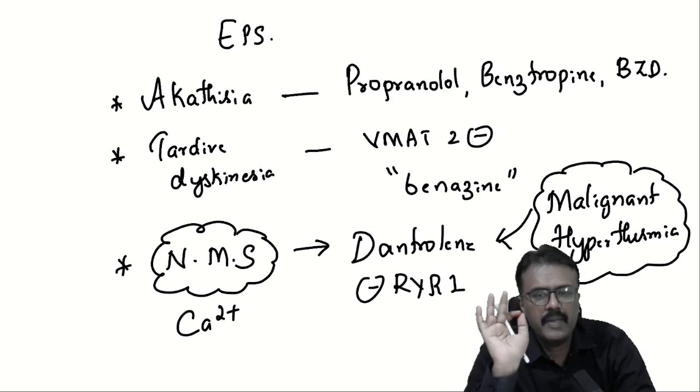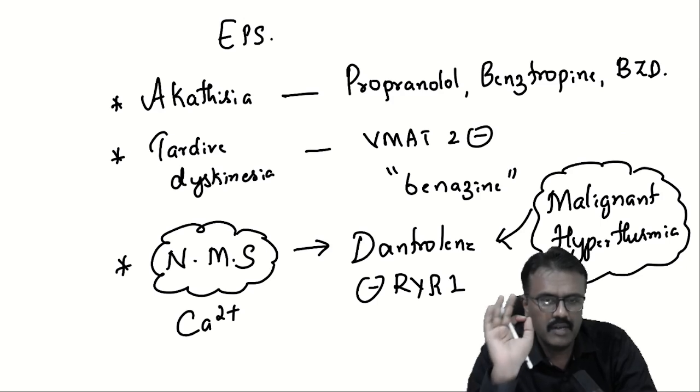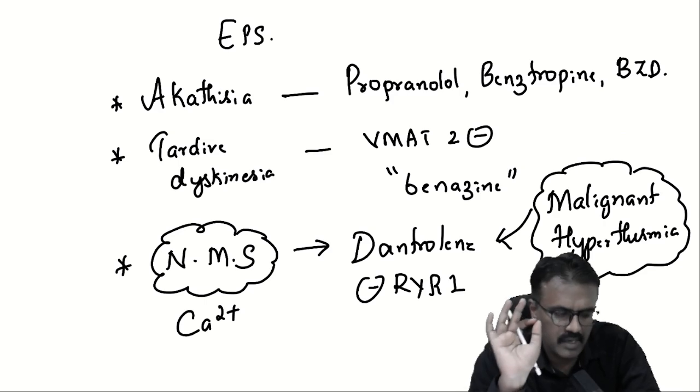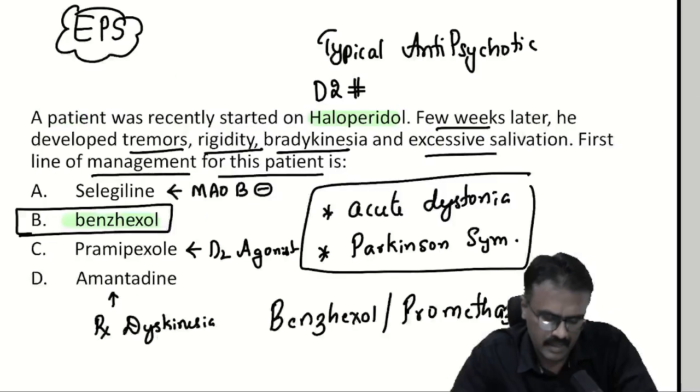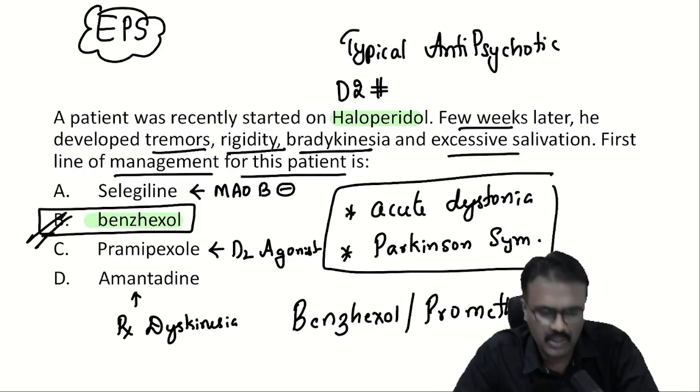What is malignant hyperthermia? If we give halothane or succinylcholine, the body temperature may go up. That time also we give dantrolene. Remember, extrapyramidal symptoms are frequently tested in your exam, so that's why we made a separate table. Yes, so the answer for this question is B, benzhexol.